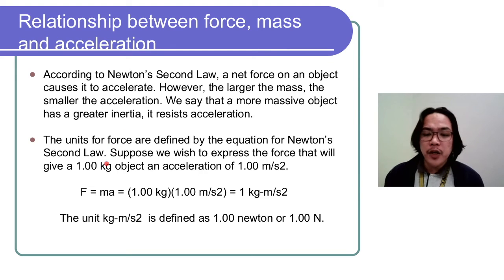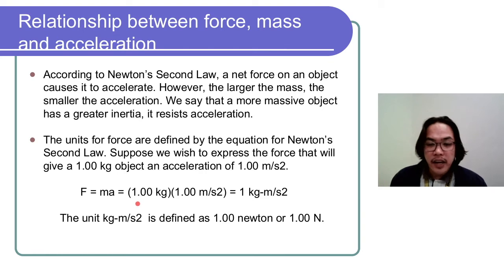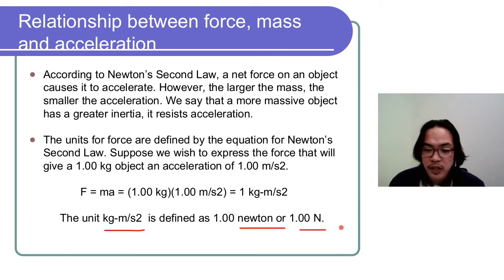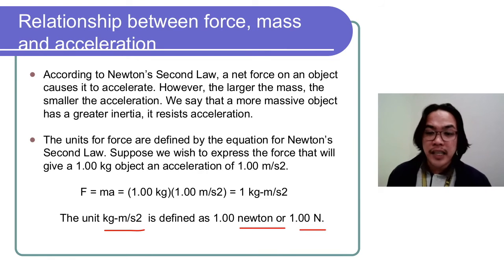So the unit for force is defined by the equation for Newton's second law. Suppose we wish to express the force that will give a 1 kilogram object an acceleration of 1 meter per second squared. So F equals MA, you have 1 kilogram times 1 meter per second squared. That's 1 kilogram meter per second squared. The unit kilogram meter per second squared, or the combination of units for mass and acceleration, is Newton. So Newton is the unit of force. So they shorten it into Newton. It's a derived unit for force.